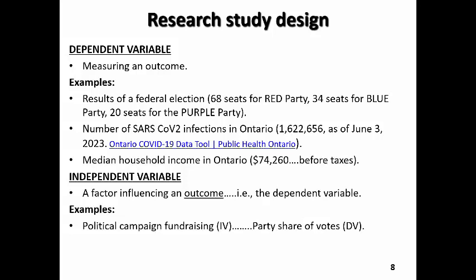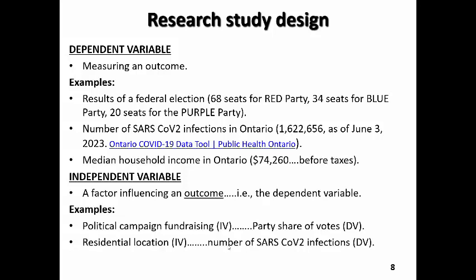With our second example, with the number of SARS-CoV-2 infections in Ontario, once again here we start on the second half of this bullet item, where the number of SARS-CoV-2 infections listed up here is our dependent variable, and an independent variable that influences that might be residential location. And so once again here, as we saw with political campaign fundraising, residential location has been shown in some studies to influence the number of SARS-CoV-2 infections.